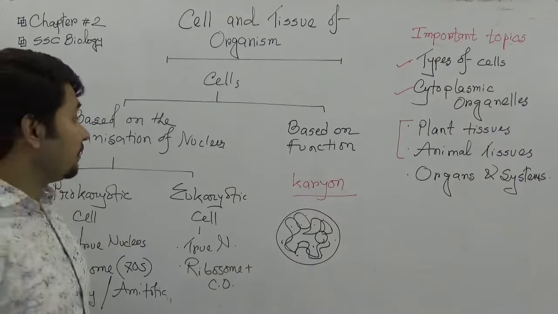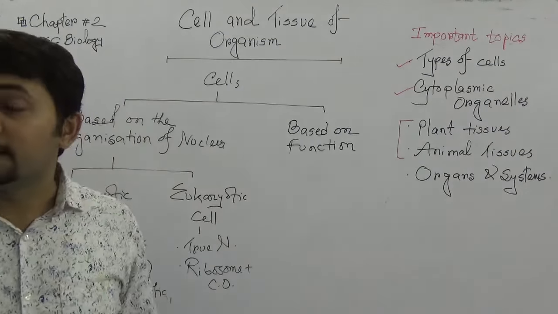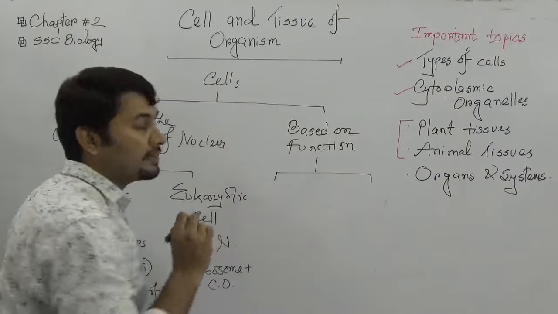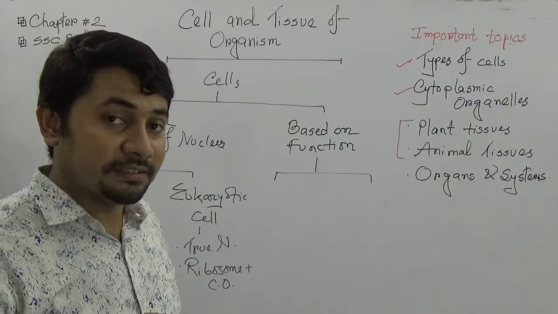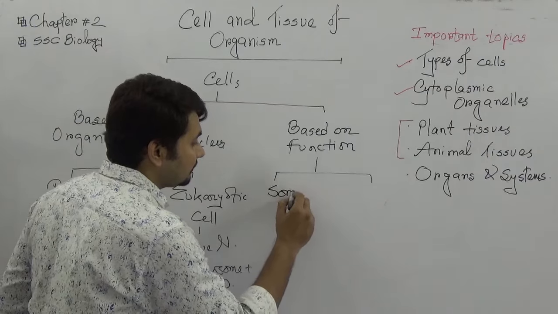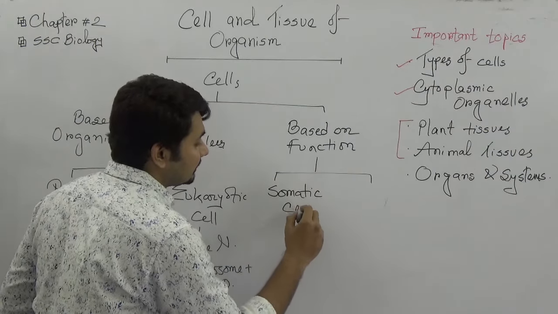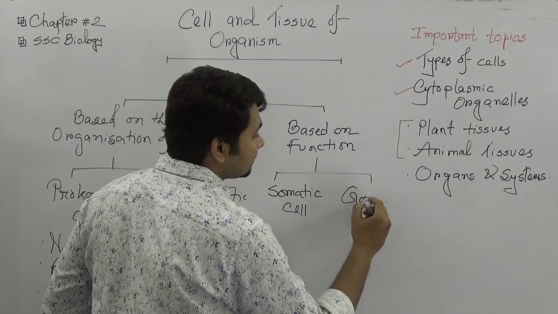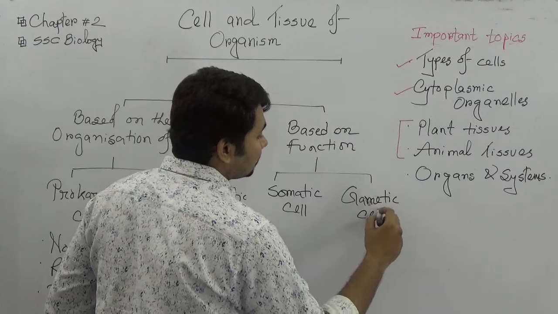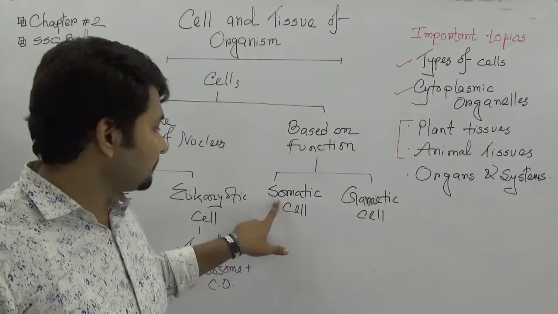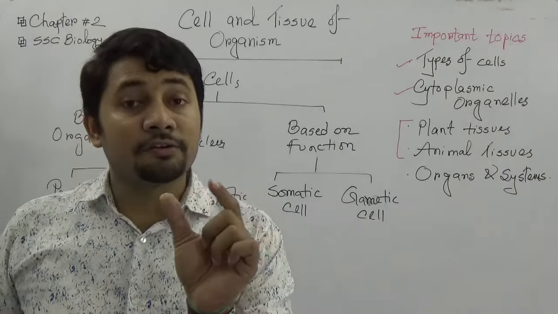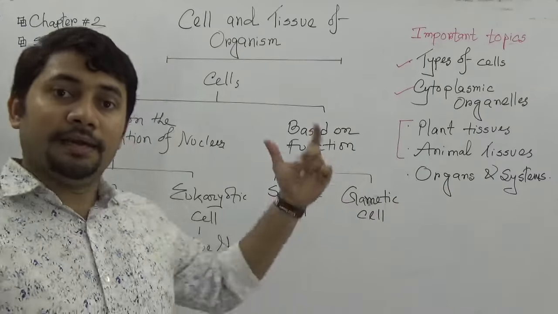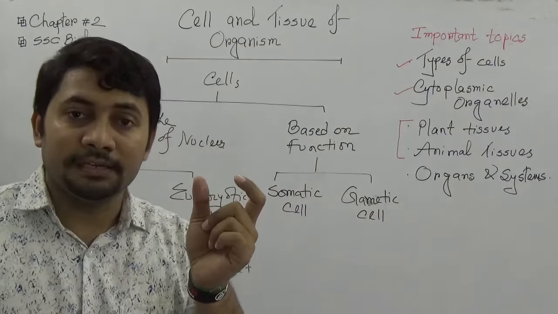Based on the organization of the nucleus, we know there are 2 types of cells, and based on the function we can say there are again 2 types of cells: somatic cell and gametic cell. So what are those? The word "some" is found in chromosome, centrosome, ribosome and so on. This "some" means a body.